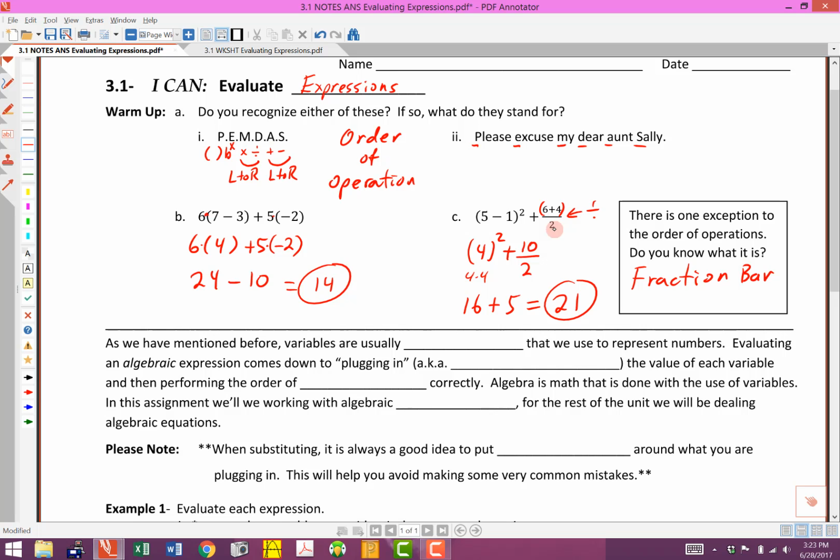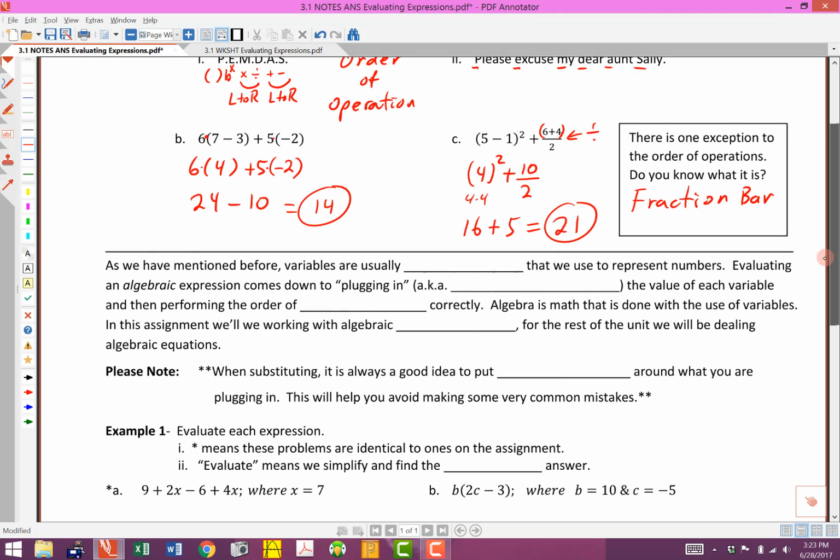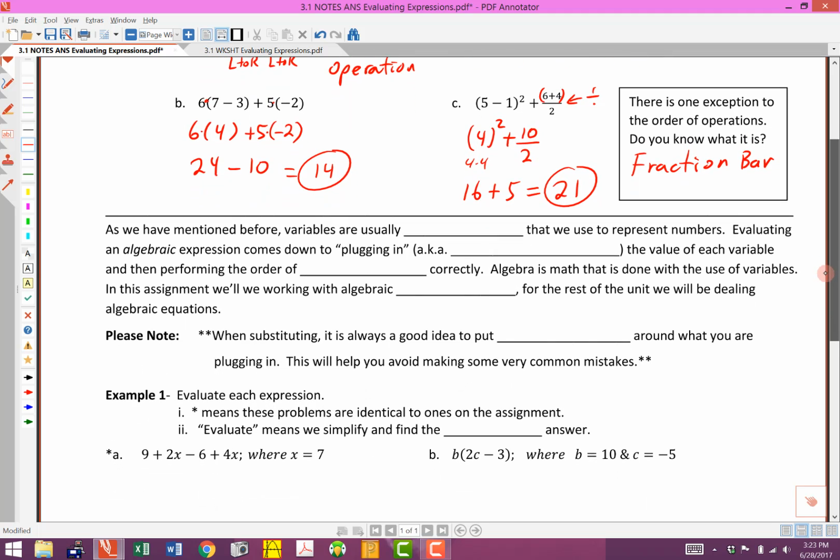If you see a fraction bar, we're going to figure out what the numerator is, what the top is, figure out what the bottom is, and then we carry out the division, however that works out. And we'll see a couple of those later on as well. So let's take a look at this paragraph right here.